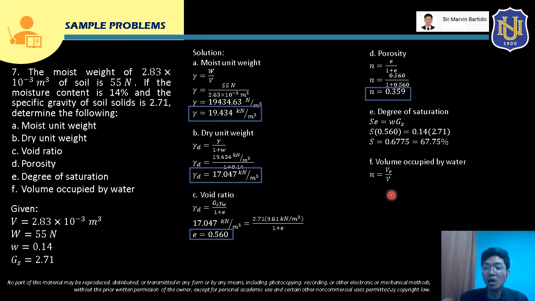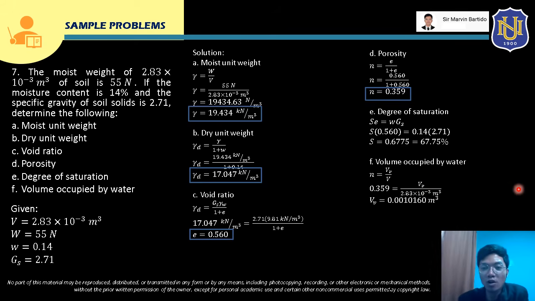Doon natin pwedeng makuha sa degree of saturation yung volume ng water. Sorry, mali. Ulitin ko, ang degree of saturation, volume ng water over volume ng void. Ayun, okay na yun. So, yung volume ng void class, actually, pwede natin siya makuha dito. Tama, kasi may porosity naman tayo, may total volume din tayo dito. So, pwede natin makuha yung volume ng void.